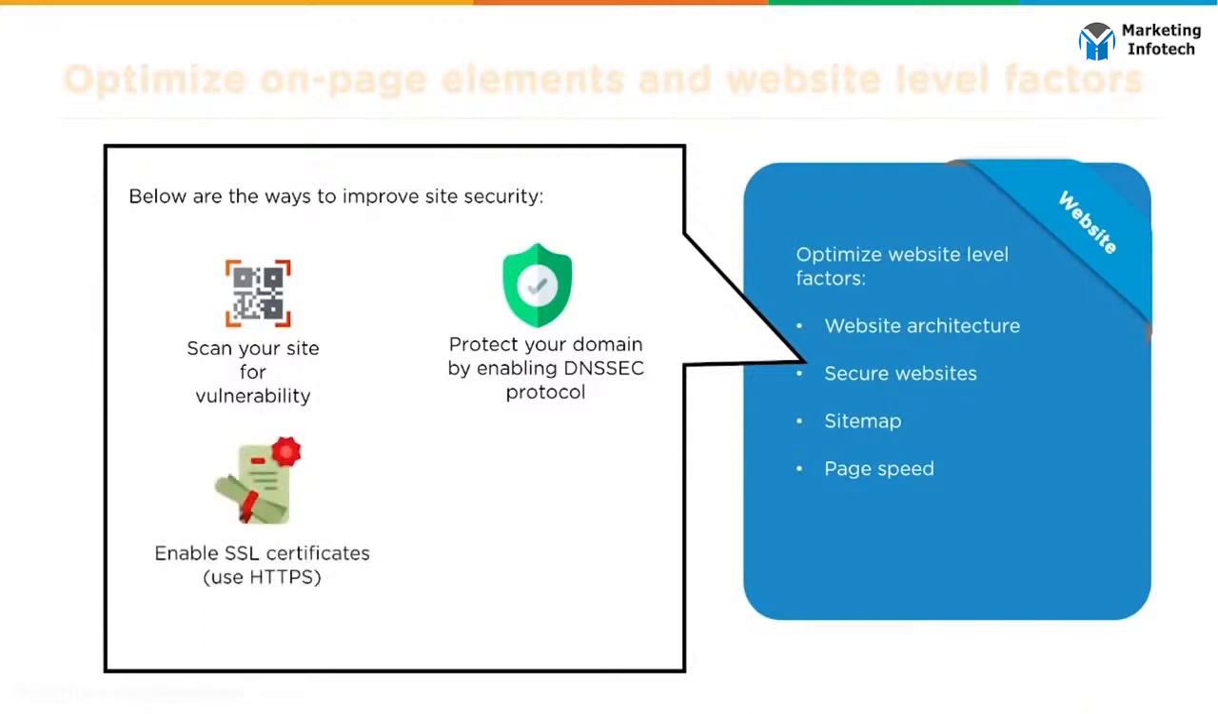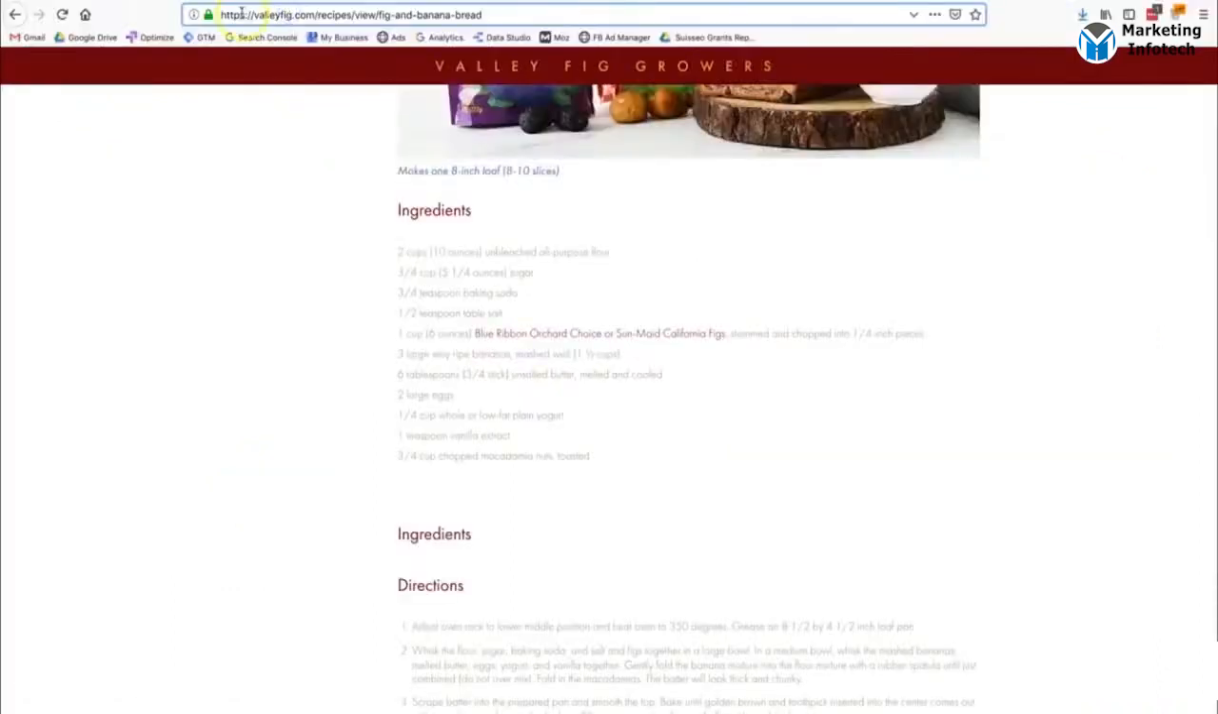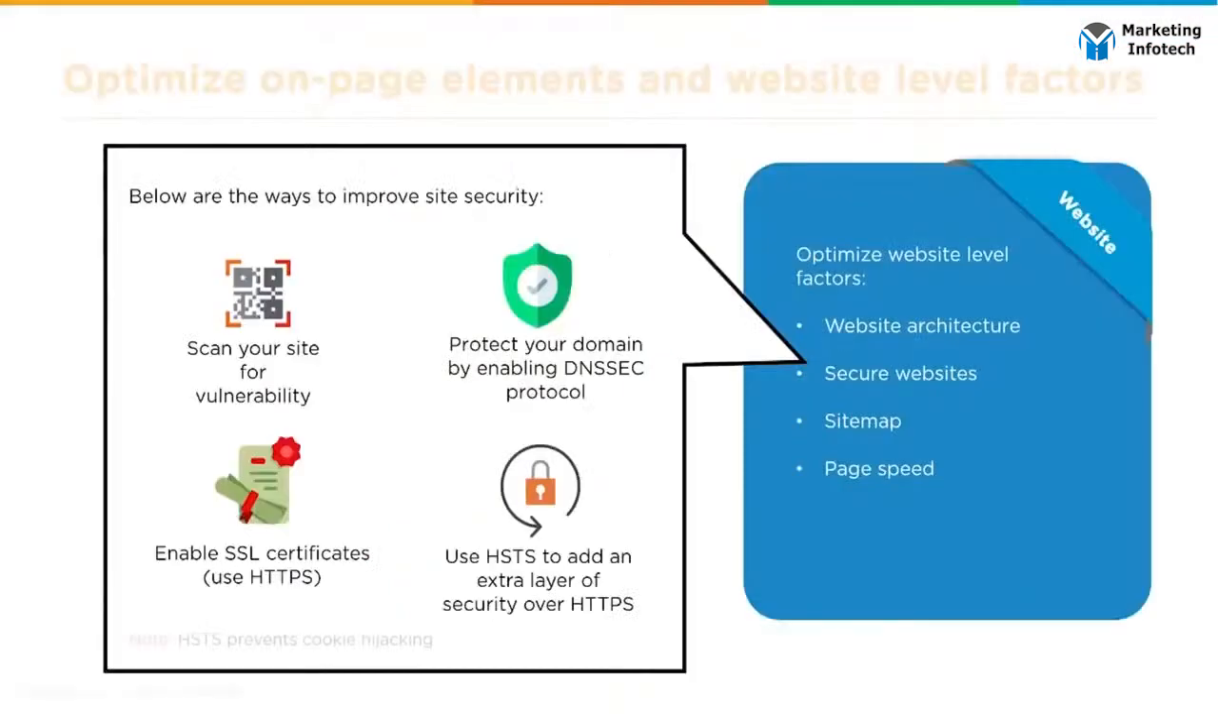And what that means is just enabling SSL certificates. And that means when you enable an SSL certificate, your domain or your protocol is going to be turned to HTTPS. So Google prefers sites that are secure versus non-secure. So if you use HSTS as a protocol, that adds an extra layer of security over the HTTPS. And HSTS prevents cookie hijacking. So adding multiple layers of security always helps.